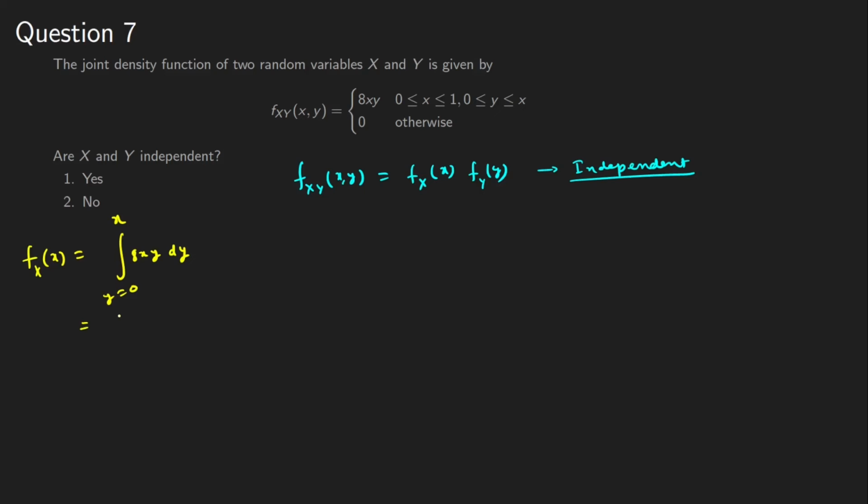So we can do 8x y squared by 2. So it will become 4x y squared. And the range will go from y equals 0 to x. So in place of y, we will put x. So it will become 4x cube. And because when you put y equals 0, it becomes 0, we are ignoring that. So this is the marginal PDF of x.